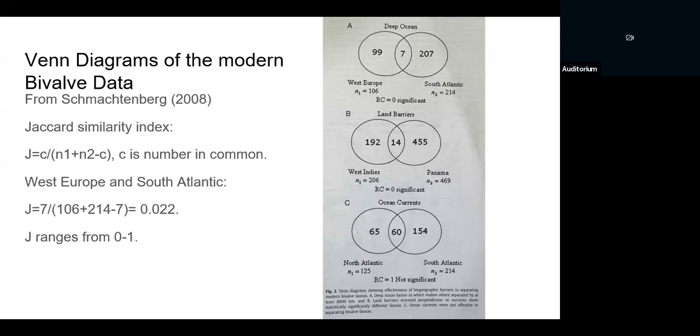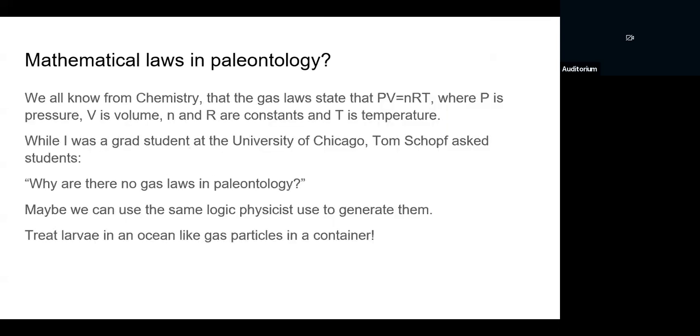What I did next was I calculated the similarity between provinces, and I used what's called a Jaccard similarity index. So I looked at the number of species in common and divided it by the diversity of the two. And there are a number of different ways of doing this, but I found that Jaccard was the best. It included both changes in the composition of faunas between two areas, as well as the diversity of each. And it ranges from 0 to 1. So 0 means faunas are totally different, and 1 means that the faunas are totally the same. And I ended up with a mathematical law.